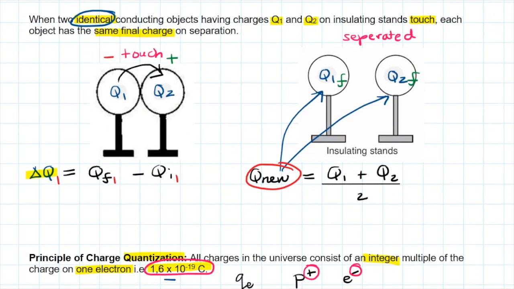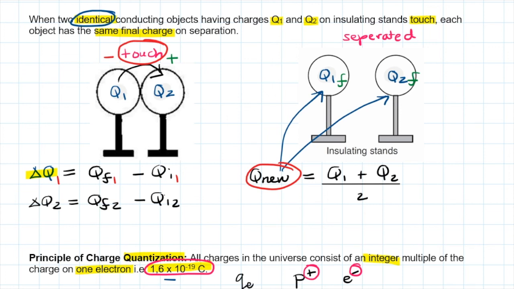Alternatively, we can focus on Q2, and we can say the charge transferred is equal to Q final of sphere 2 minus Q initial of sphere 2. This will give you exactly the same answer in magnitude. The one will just be positive and the other will be negative. Again, this is how you calculate the charge that was transferred when the two spheres come into contact.